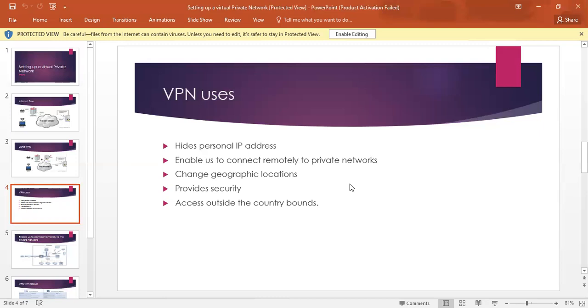and it provides security. As I mentioned earlier, the traffic in the virtual network is sent securely by establishing an encrypted connection across the internet known as a tunnel. VPN traffic from a device such as a computer, tablet, or smartphone is encrypted as it travels through this tunnel. An offsite employee can then use the virtual network to access the corporate network. So in this manner, it provides proper security for our information, or in technical terms, traffic. As I mentioned earlier, the fifth point is access outside the country bounds. We can even access the networks in other countries too.